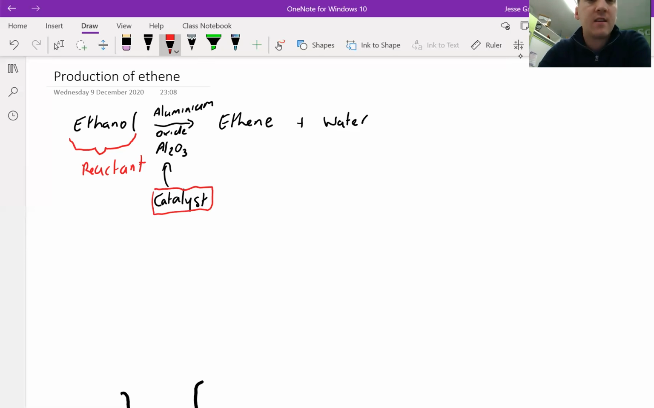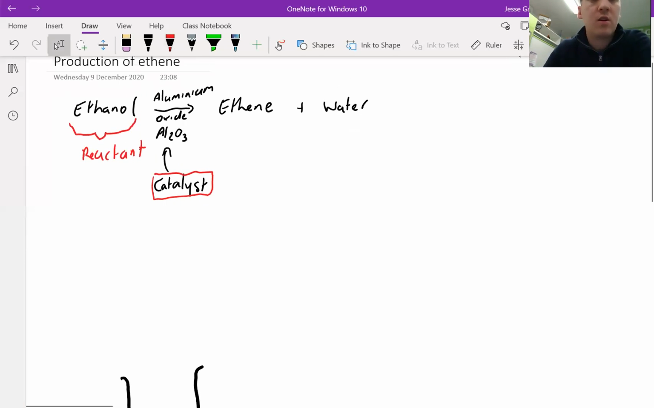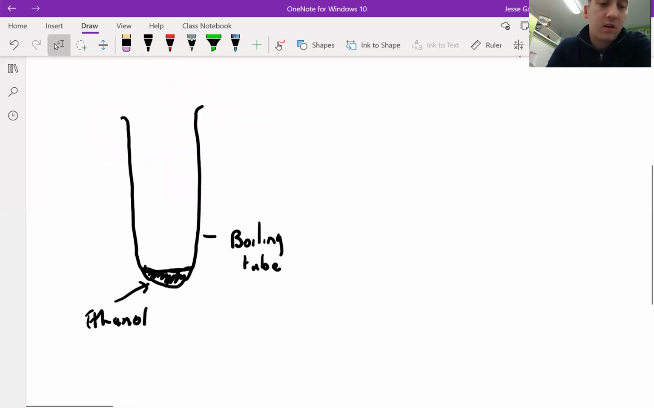The atoms of the catalyst are not used up, but they do not chemically combine with the ethanol. So at the end, the aluminium oxide is really just the same. The atoms are still the same. We haven't changed them. The ethanol is going to rearrange its atoms into ethene and water, but the catalyst is going to remain unchanged. So the ethanol is what we call our reactant.